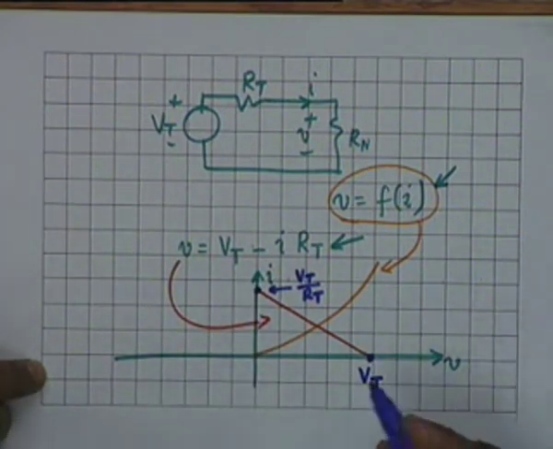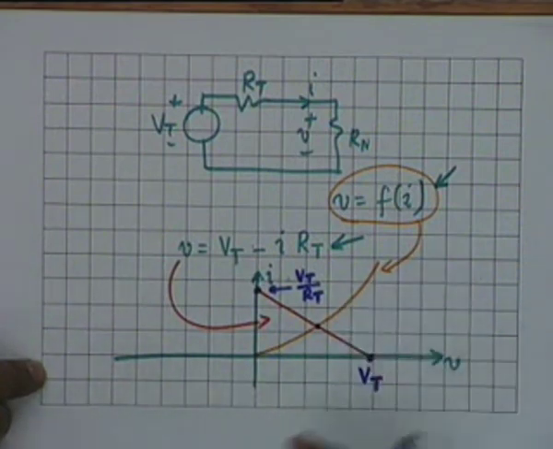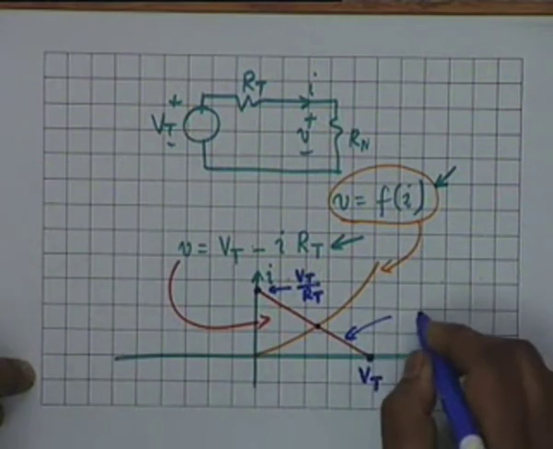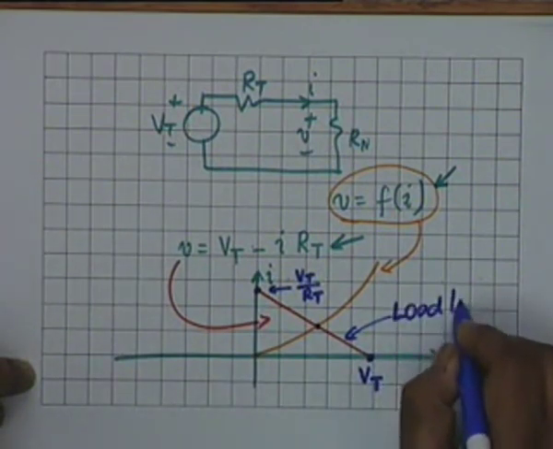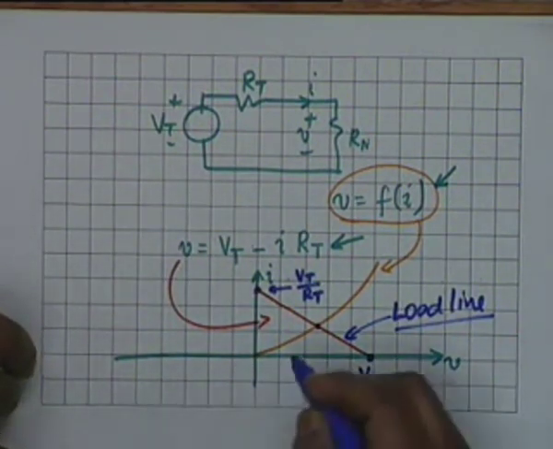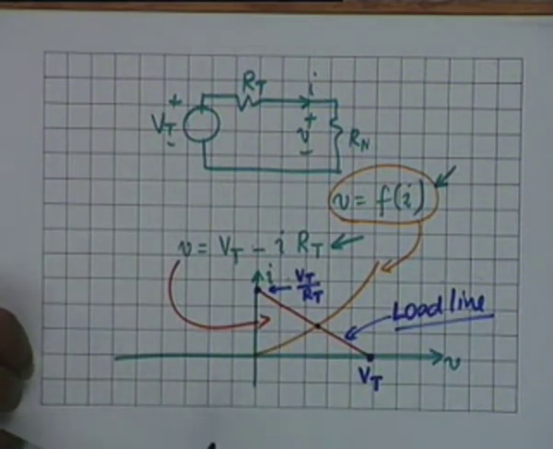Obviously, the solution to this circuit is the intersection between the two graphs, because V and I have to satisfy both of these equations. And this is the style of solution that we adopt for all transistor or active electronic circuits that we shall study later. This red line is called the load line for reasons to be understood later. This is the device characteristic, and it is the intersection between the two which determines the current and voltage.